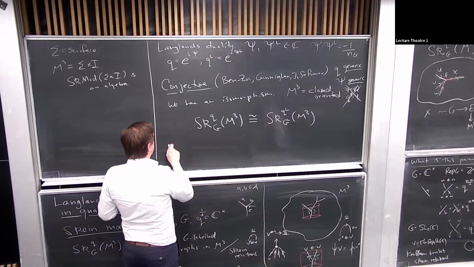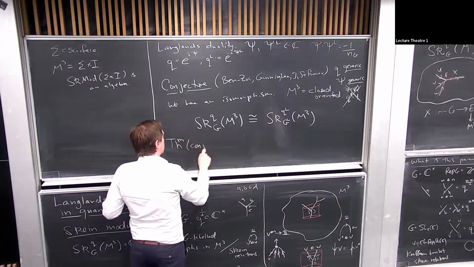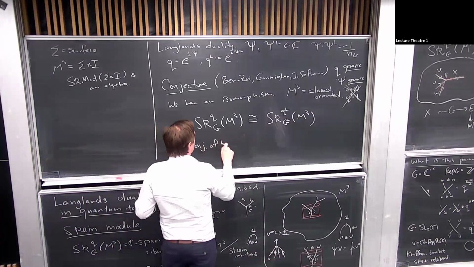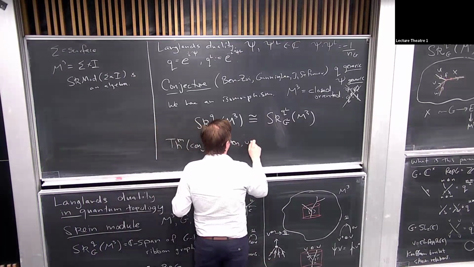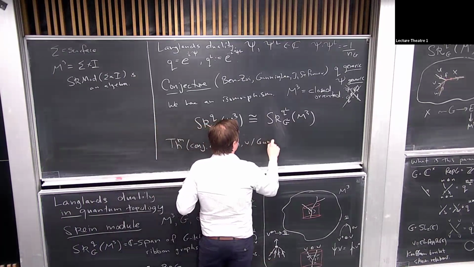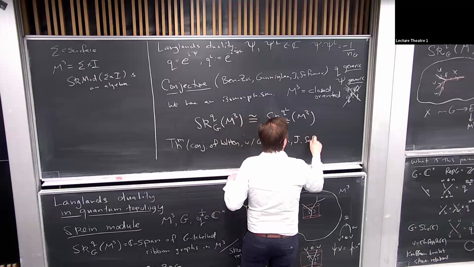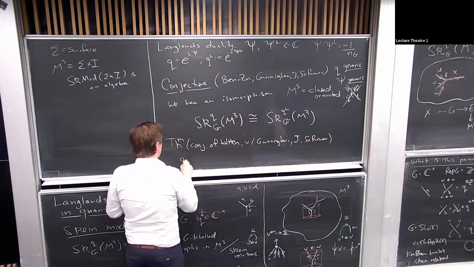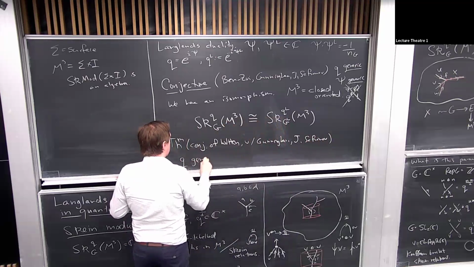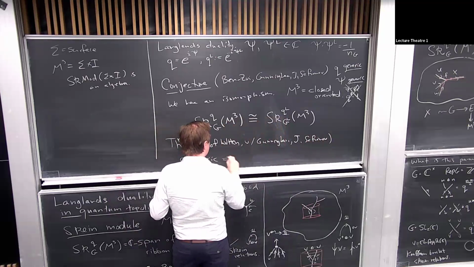So in fact, a theorem, which was a conjecture of Witten, and we proved with Gunningham and Safronov, is that when q is generic, these are finite dimensional vector spaces.